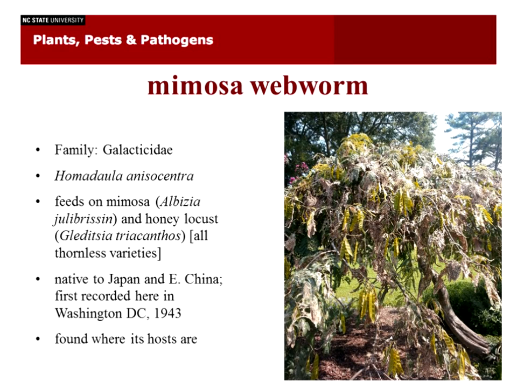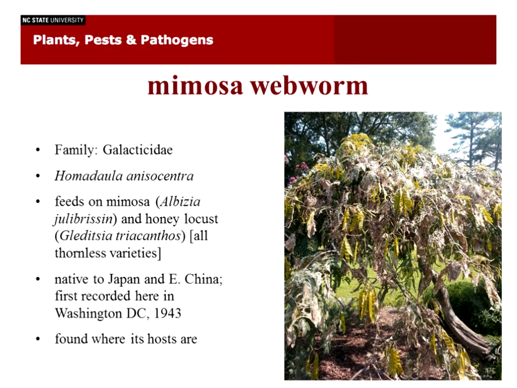It used to be placed in the family Eponomutidae, but since then the moth phylogeny and moth classification has been kind of shaken up. A lot of these dumping grounds for various species have been split up now into families, and so now it resides, at least for now, in the family Galacticidae. The species is Homodala anisocentra, and these feed only on mimosa and honey locust. Especially as far as honey locust, all the thornless varieties are most susceptible.